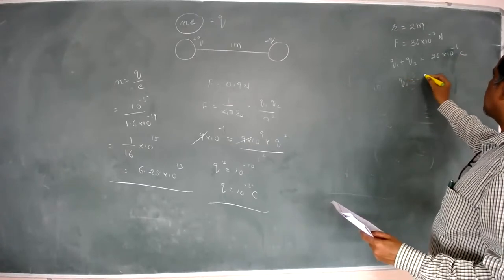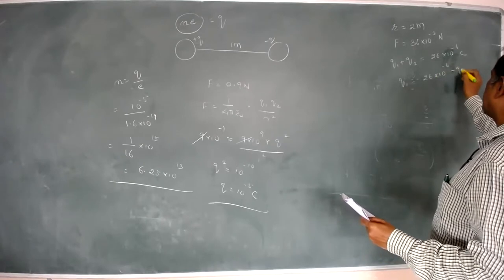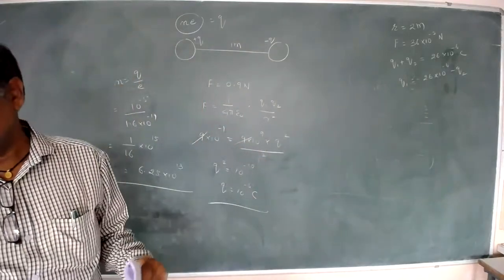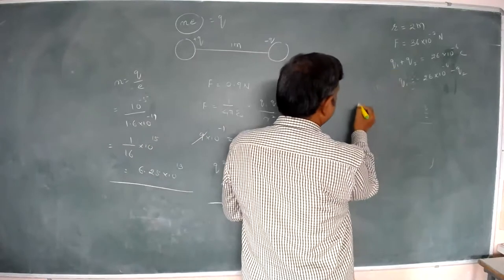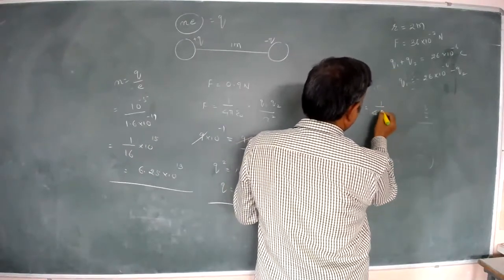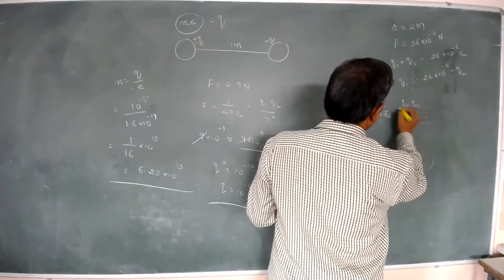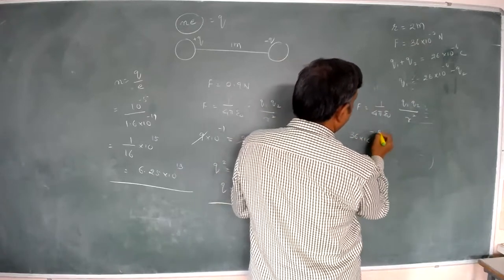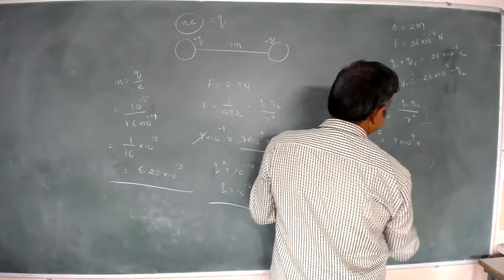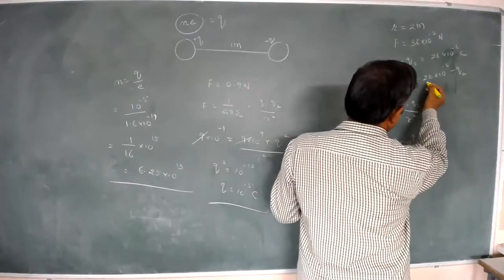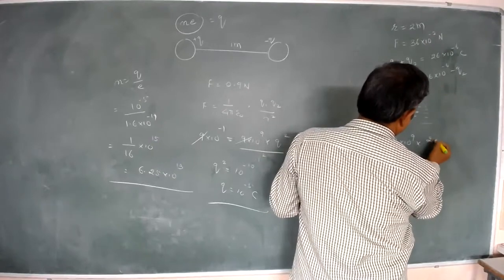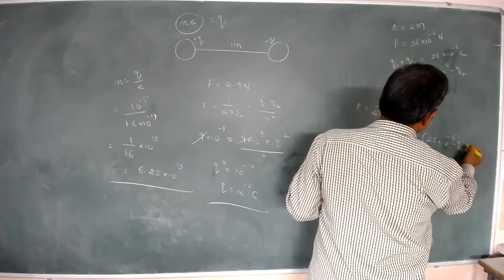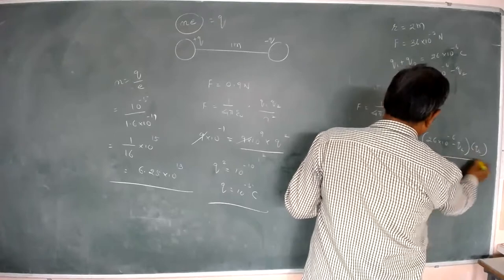Therefore, Q1 is equal to 26 into 10 power minus 6 minus Q2. Understood? Okay, so what is the force now? We know that force F is equal to 1 by 4 pi epsilon naught Q1 Q2 by R squared. So 36 into 10 power minus 2 equals 9 into 10 power 9, into Q1, that is 26 into 10 power minus 6 minus Q2, into Q2, divided by R squared.